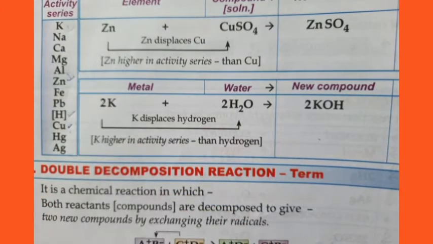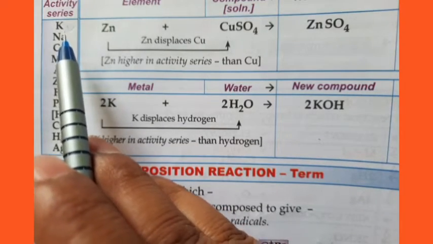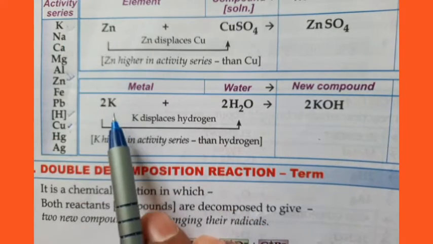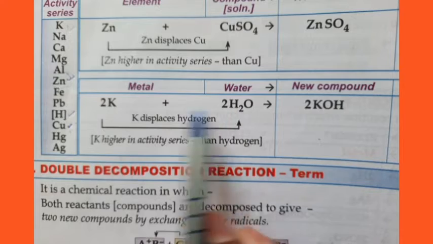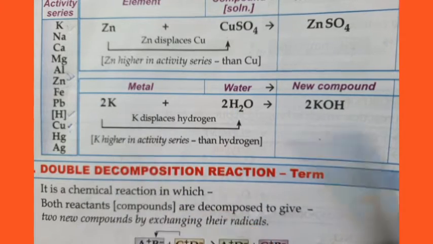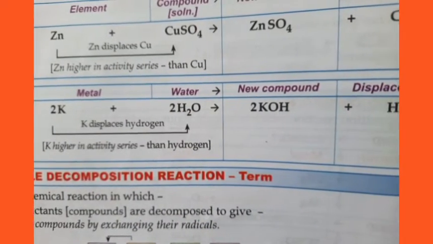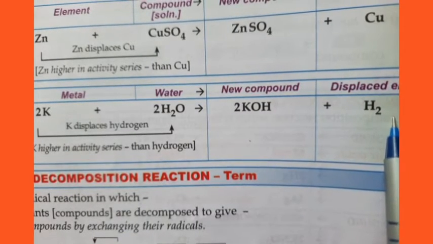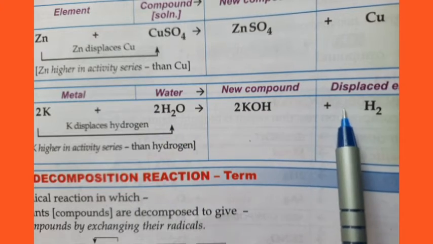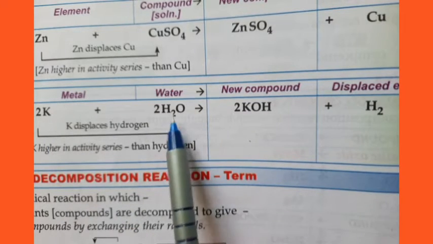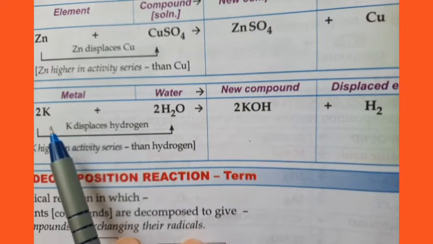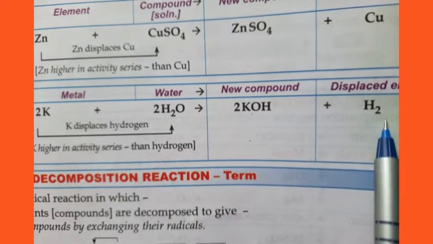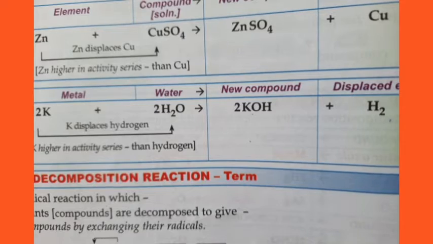So that means which is more reactive? The one which is above is more reactive. So potassium is above, it's more reactive. So potassium is more reactive than hydrogen because hydrogen is below. Therefore, when potassium reacts with water, it displaces hydrogen out. It will displace hydrogen out and we get KOH. There are two hydrogens here, right? So KOH is here, then one hydrogen is left, which is here, and then it can be balanced.